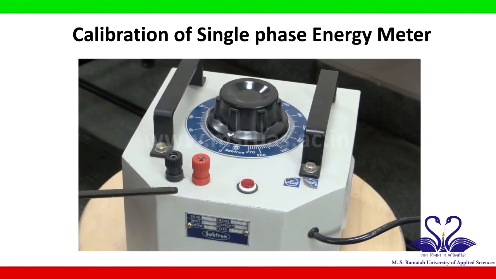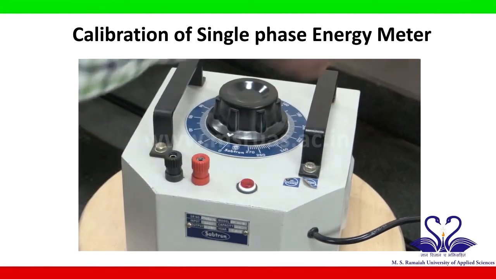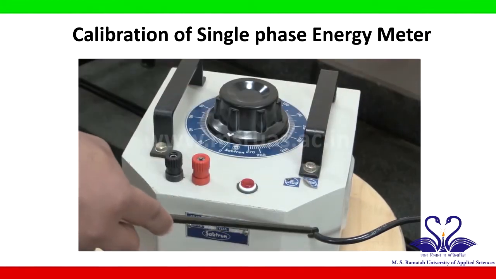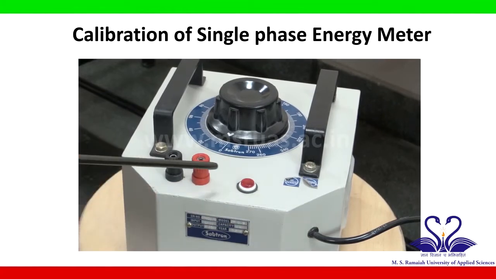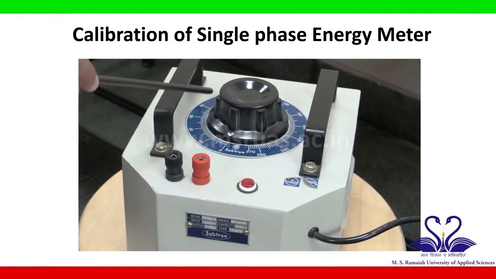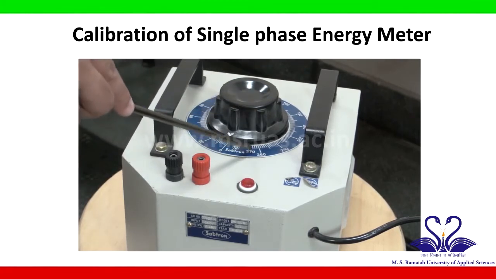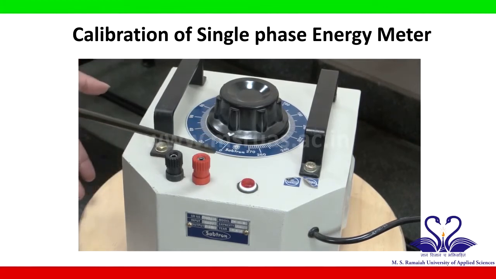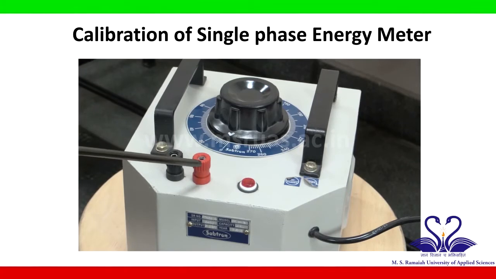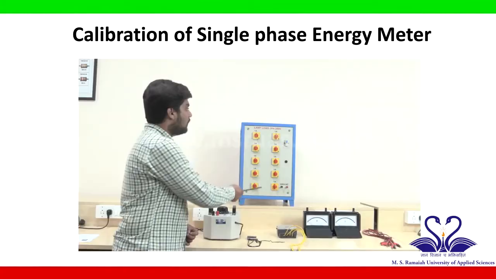This is auto transformer. Supply for auto transformer is 230 volts 50 hertz supply. Auto transformer is a device where input is constant and you can obtain variable output voltage ranging from 0 to 270 volts. As per this auto transformer, there are two output terminals, that is phase and neutral.